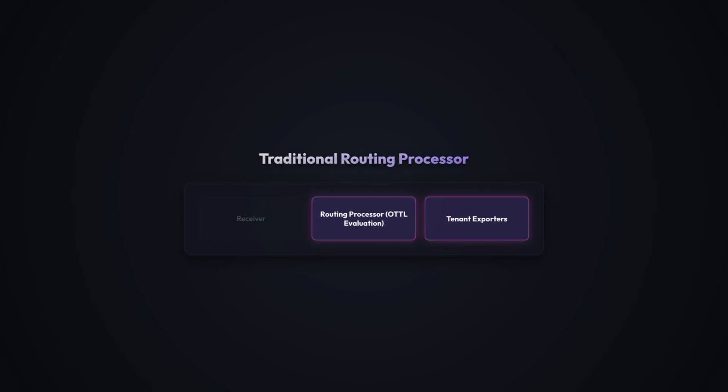For example, you can define a rule where if the X-tenant header equals tenant alpha, the data is routed to the otlp/tenant-alpha exporter. If it matches tenant beta, it goes to otlp/tenant-beta. This allowed platform teams to achieve multi-tenancy within a single pipeline configuration.